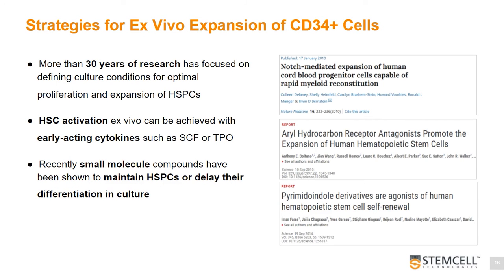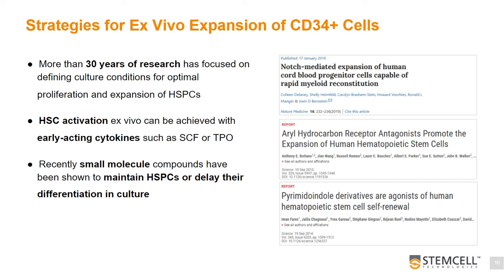Over the last 30+ years, research has focused on defining culture conditions to manipulate the behavior of HSCs ex vivo. Several early studies have shown that HSC survival and activation in culture can be achieved with early acting cytokines such as stem cell factor and TPO. However, such conditions and stimulation with growth factors result in gradual differentiation.